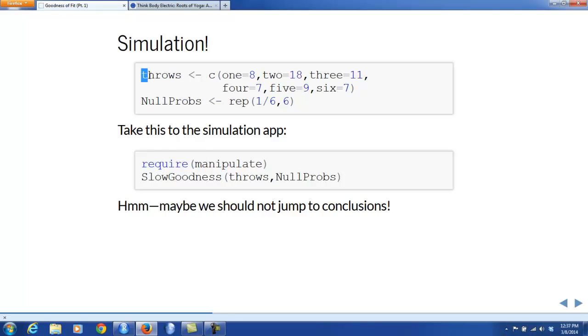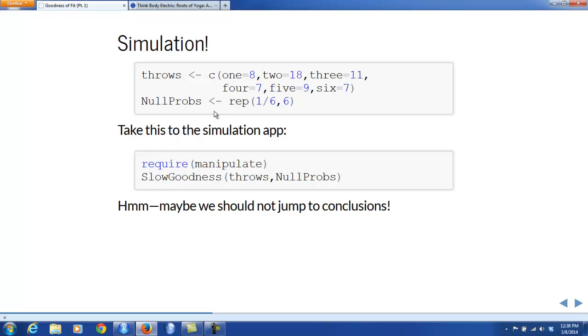We'll call that object throws, and it's going to be a list of the observed counts constructed by the concatenation function. Notice that the observed counts are included, and a nice touch is that you can actually give each of the elements a name using 1 equals, 2 equals, and so on as your desired names. You can use any names you like, but these names seem very nice.